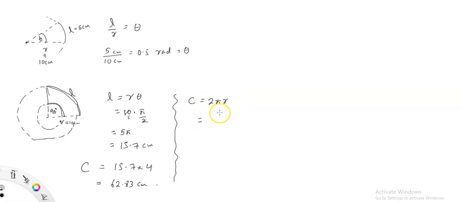This is what I'm trying to show you. Where is this 2 pi coming from? So let's plug the numbers. 2 times pi times 10 centimeters gives you the same exact number, 62.83 centimeters. Okay.